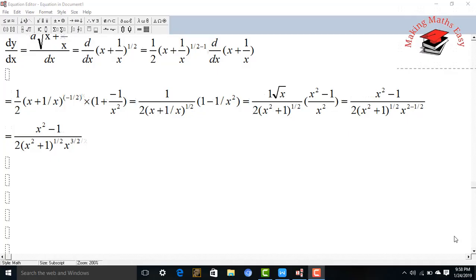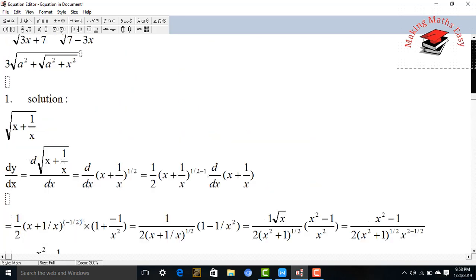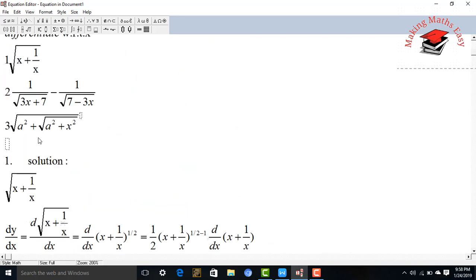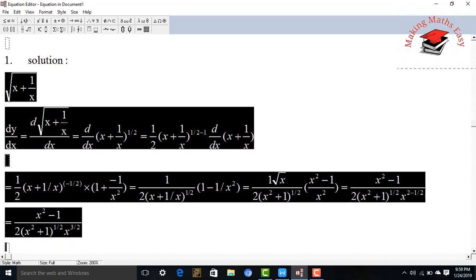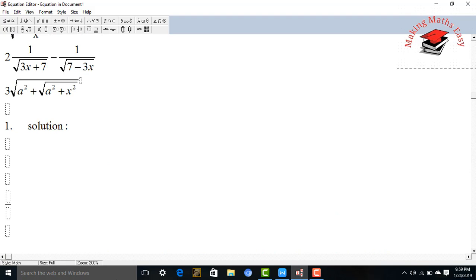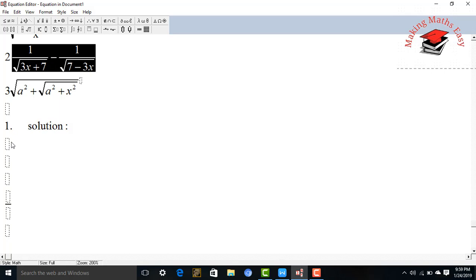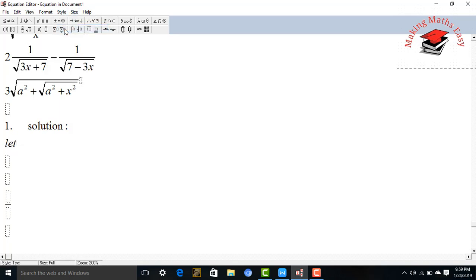So now let's move to another sum. Let's take another sum. The second sum is 1 upon square root of this. So I will rub all this. So my second sum is this. So let us consider y equal to this. Now it is also easy to solve.